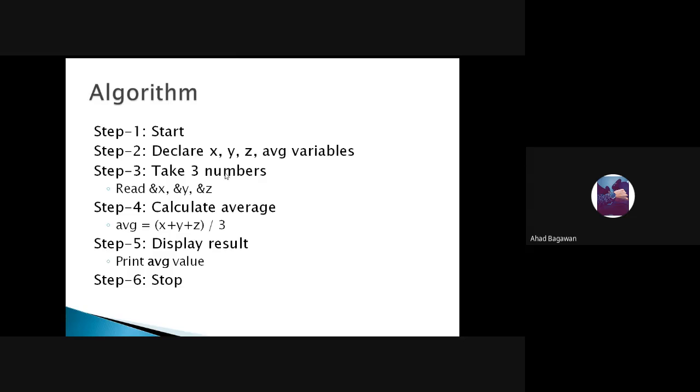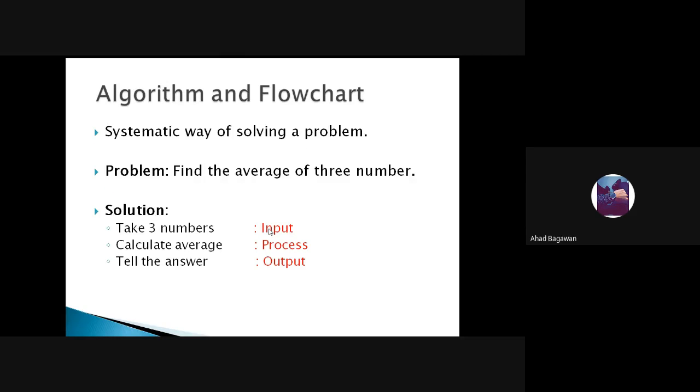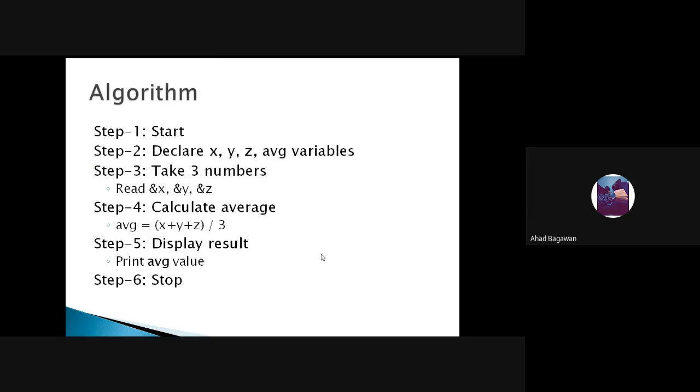So before writing these actual steps, that is before writing input, process and output, what we are doing is declaring the x, y, z and avg variables. Where it has to keep those numbers, whatever you are taking from the user, that you have to write. That is, x variable is there, y variable is there, z variable is there, avg variable is there. Like that you'll say it. This is declaring these four things.